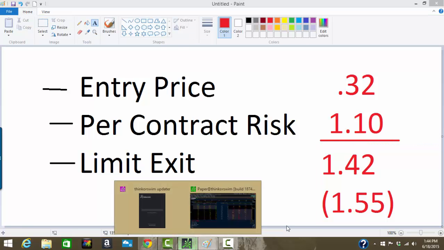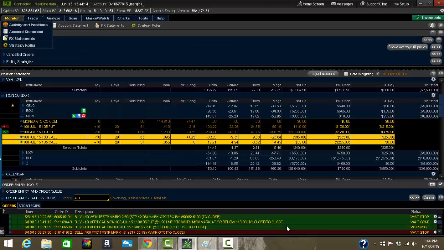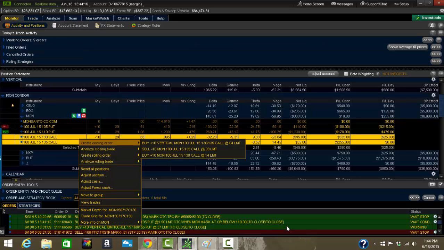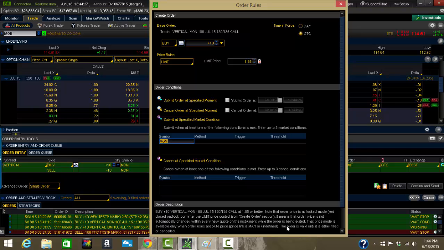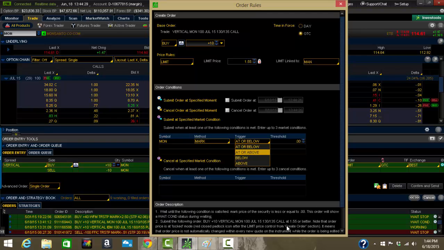All right, so then what we do now is we come back to monitor, create the close to buy them back. We make this a limit. We said 1.55. Good till canceled. Have it trigger when it is at or above 130. Okay? That was my strike.